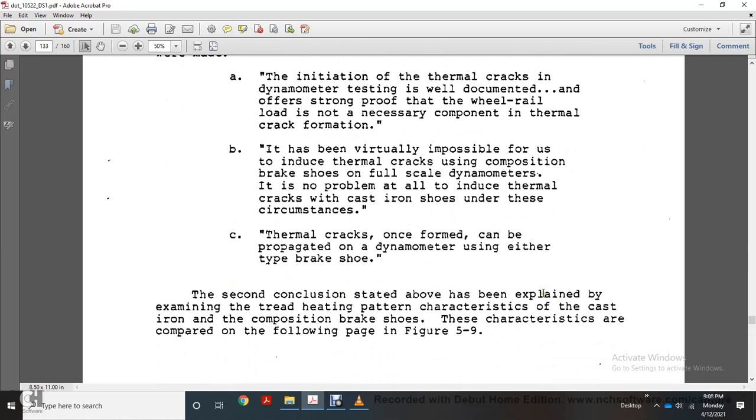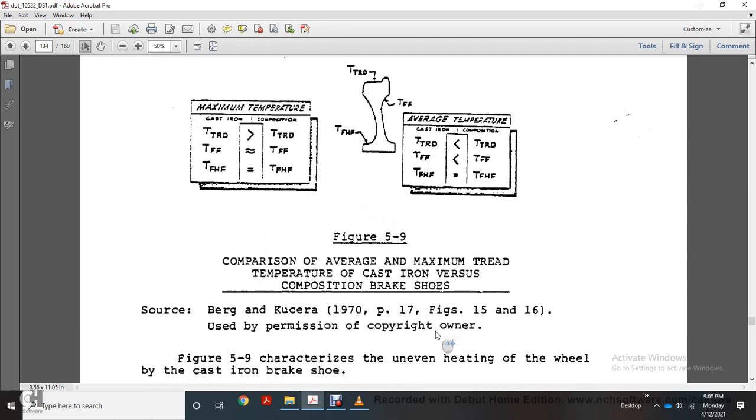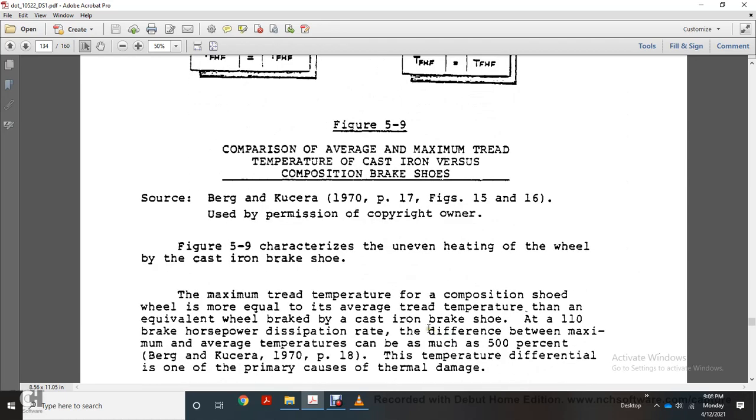Second, the conclusion stated above can be explained by examining the tread heating pattern of the tread with cast iron and composition brake shoes. The characteristics are compared on the following page in figure 5.9. Figure 9 shows the character of the uneven heating of the wheel with the cast iron brake shoe.